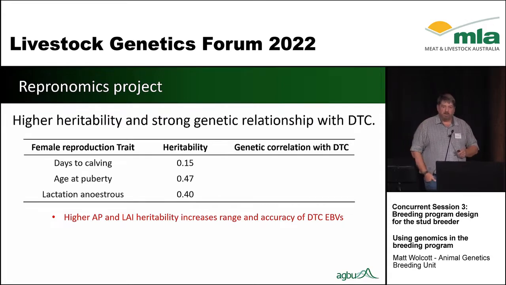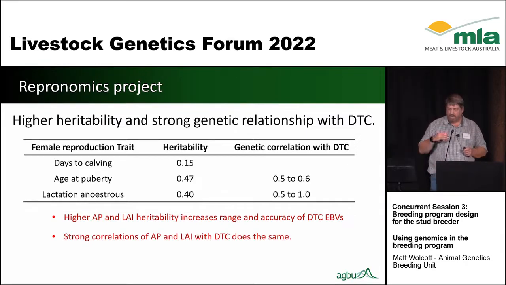It does rely on a genetic relationship between all of these traits. And thankfully, for age of puberty, there's a 0.5, 0.6 correlation with days to calving, and even higher for lactation and estrus interval. So plenty of power there to drive accuracy for days to calving in these really hard to measure versions of female reproduction traits.